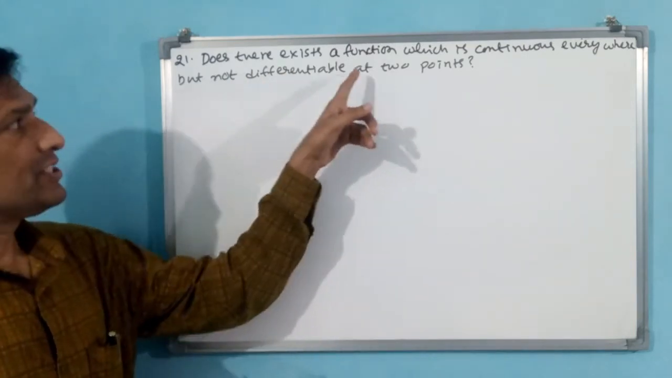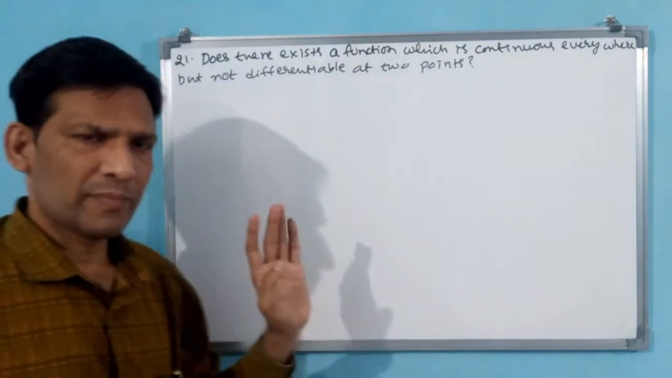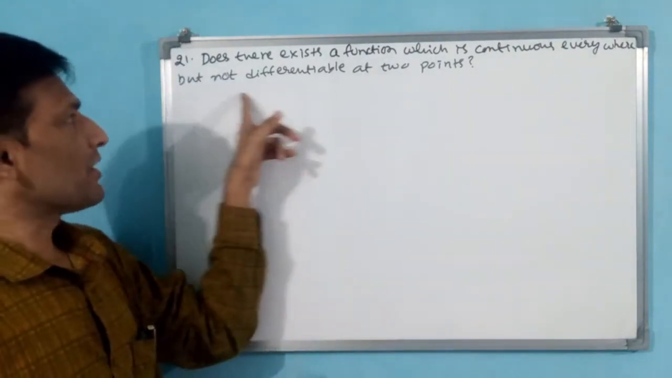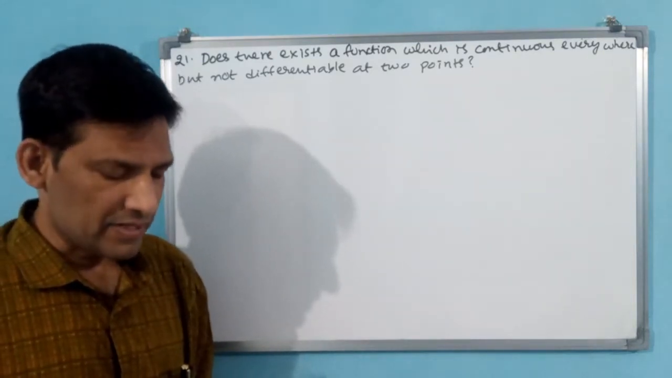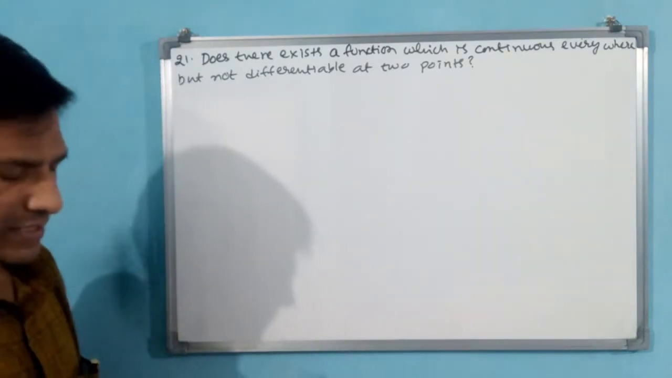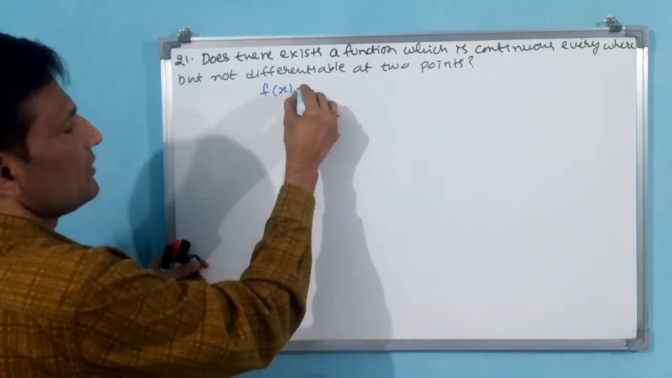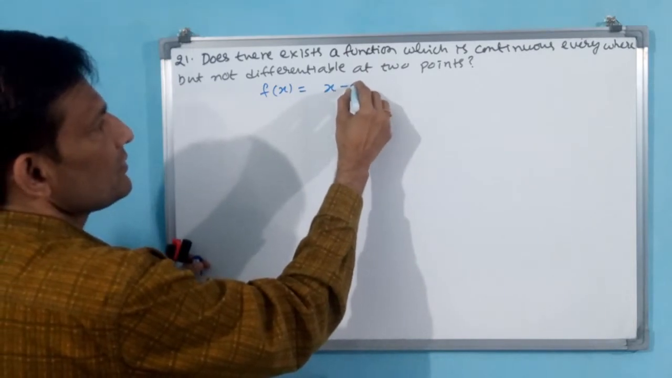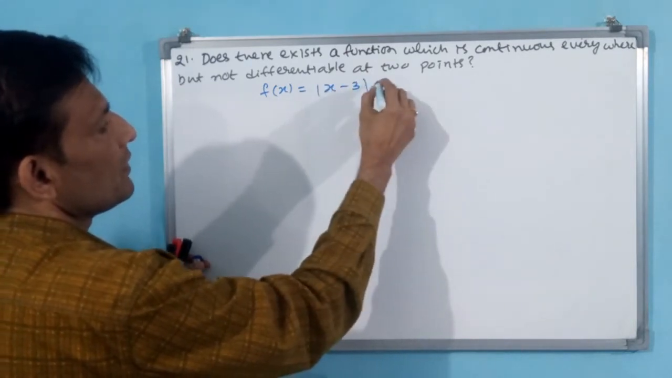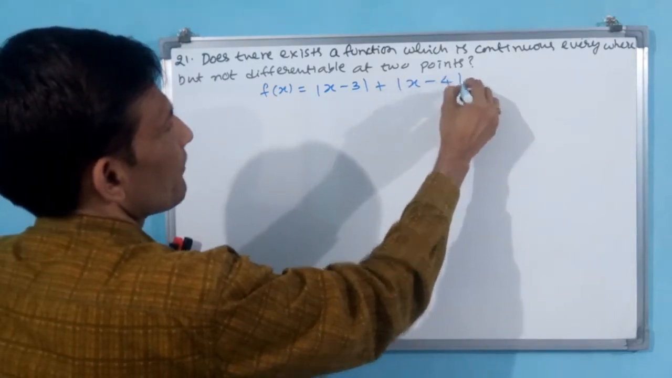Does there exist a function which is continuous everywhere, that means fully continuous function, but not differentiable at 2 points? Yes, is there a function? You can design. You have to design this function. You see how I am designing. f of x is equal to modulus of x minus 3 plus modulus of x minus 4.